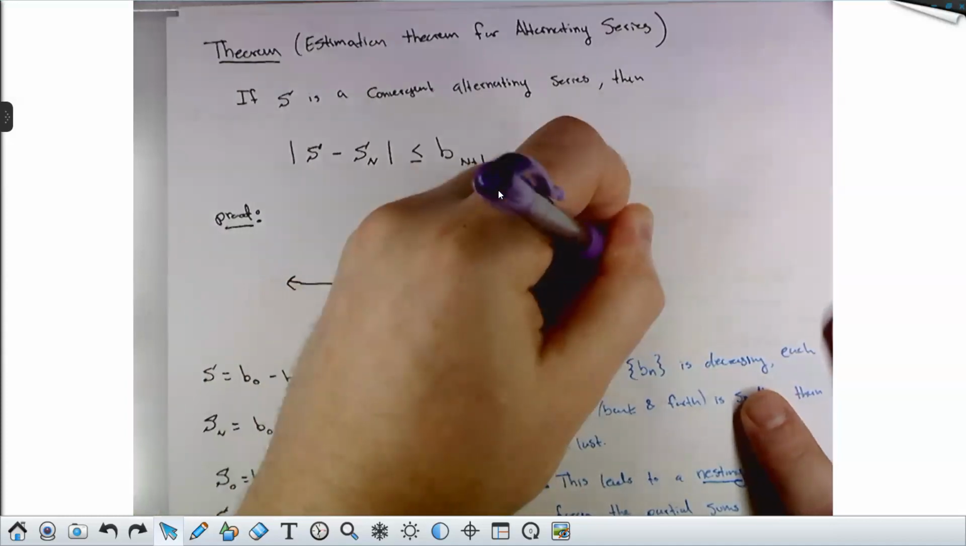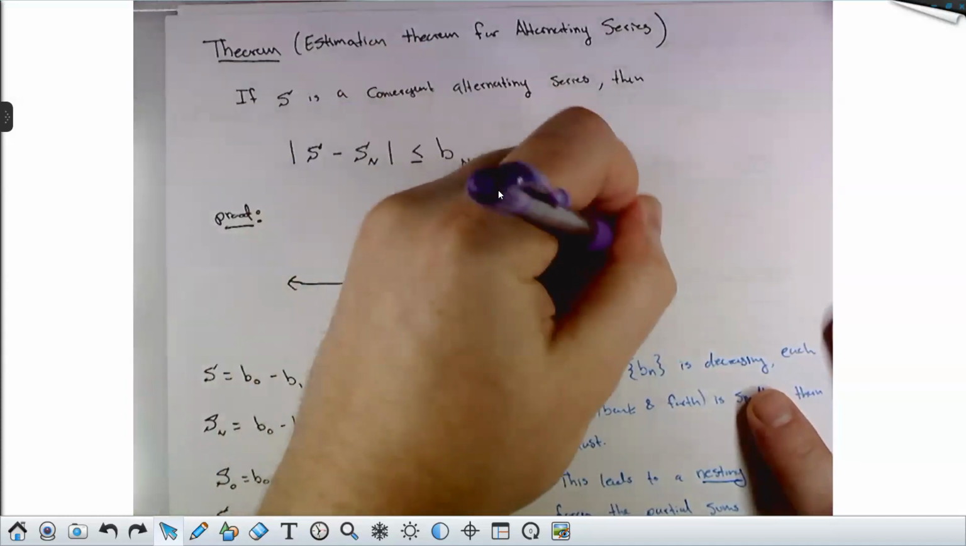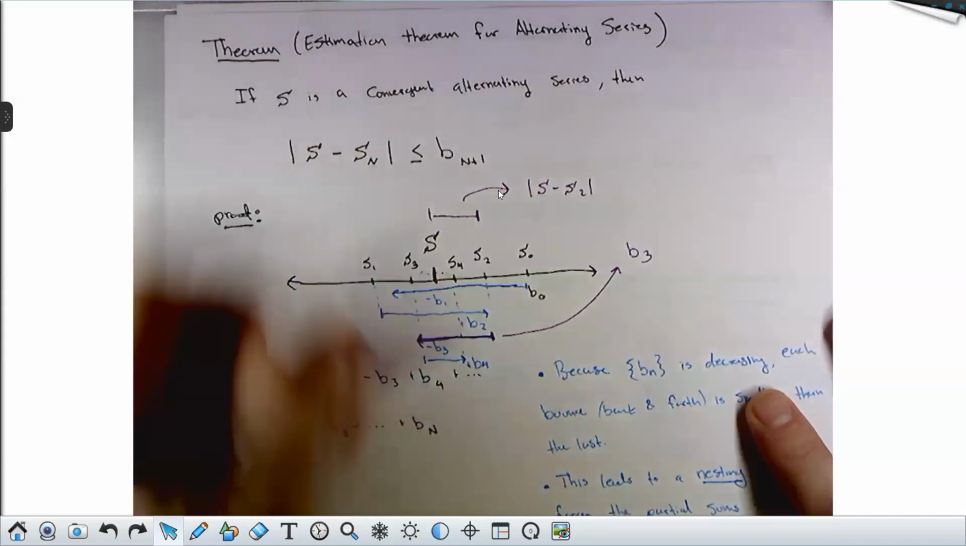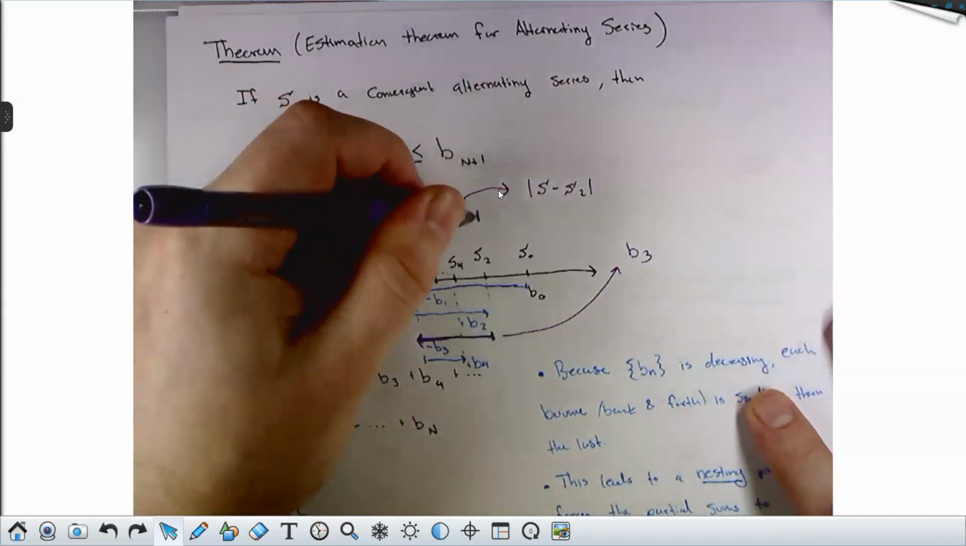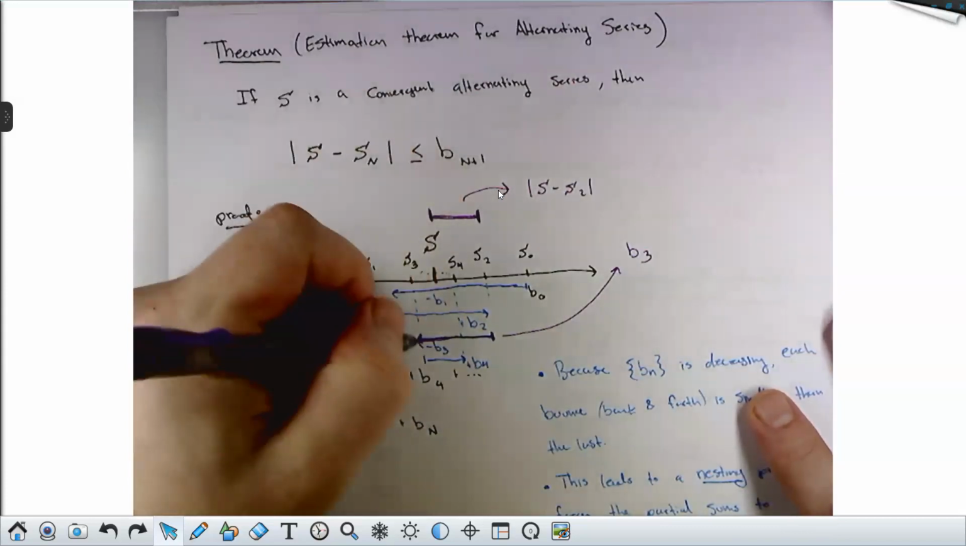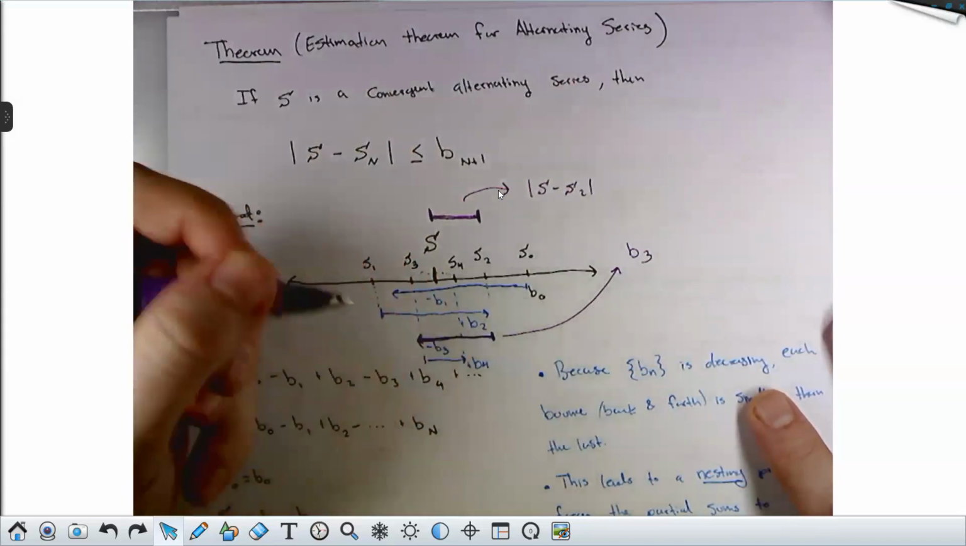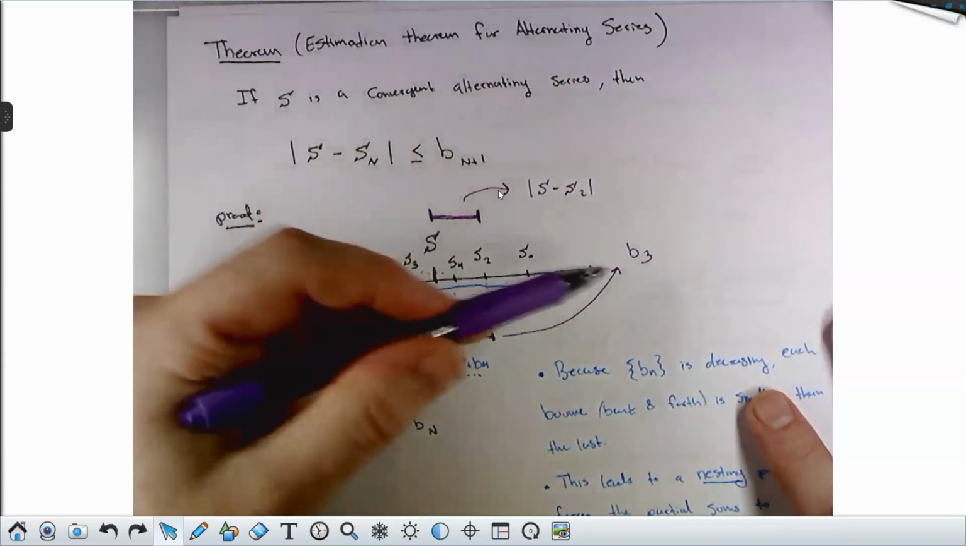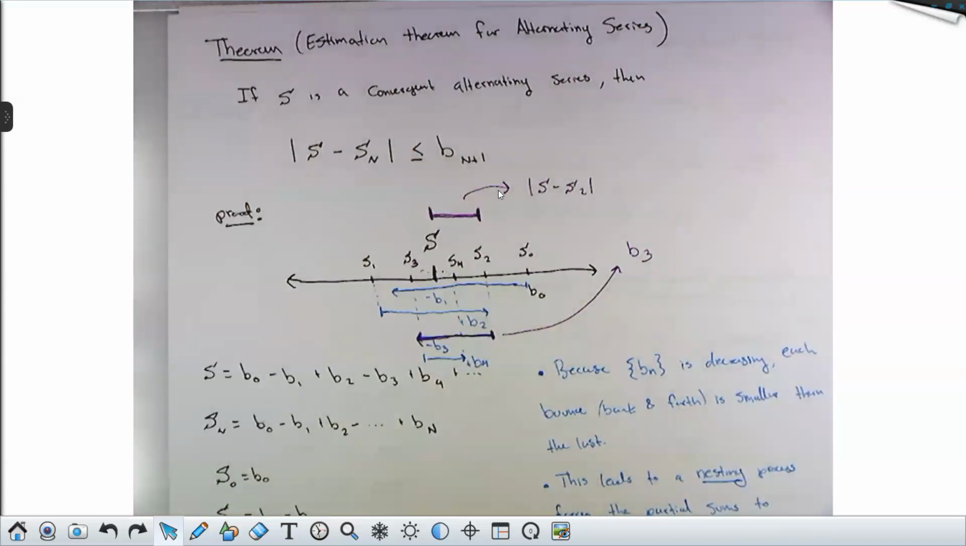So this is equal to B3. And you notice that this distance right here is indeed shorter than this distance right here. So the distance from S to S2 is smaller than B3, because to go from S2 to S3, you subtract B3, and that's going to jump you over S. So the distance from here to here is smaller than the distance from here to here. And that distance is B3.